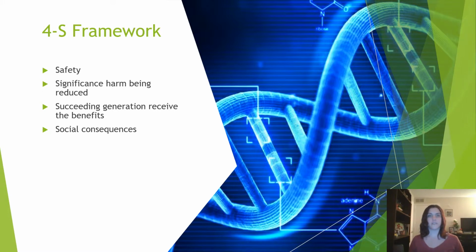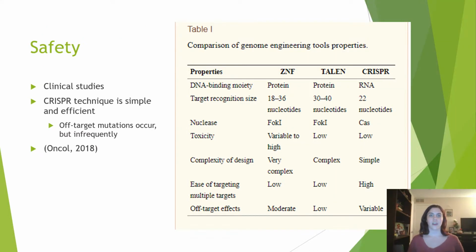Now we go into the 4S framework, which evaluates the ethics behind this, and it's 4 different steps. It involves the safety of this process, the significant harm being reduced that's actually helpful, then the succeeding generations and how they receive these benefits, and also the social consequences of editing genes. Alright, so we're going to start with safety.